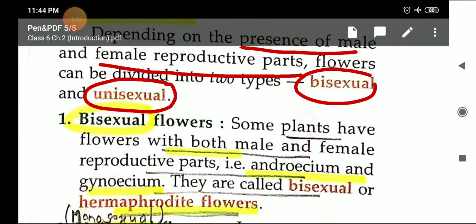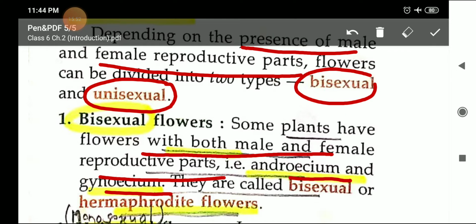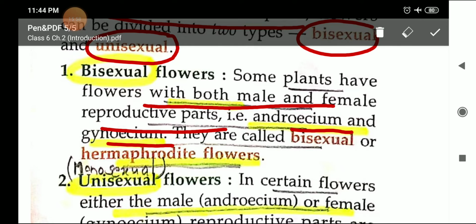Bisexual, bi means two, uni means one. So you can easily relate these terms. Bisexual flower means the flower with both the male and female reproductive part, that is androecium and gynoecium. That is known as bisexual flower, or you can also call it as hermaphrodite. Look at this term very carefully. Hermaphrodite or bisexual flowers in which both male and female reproductive parts are present.